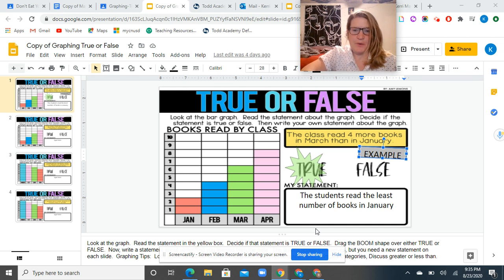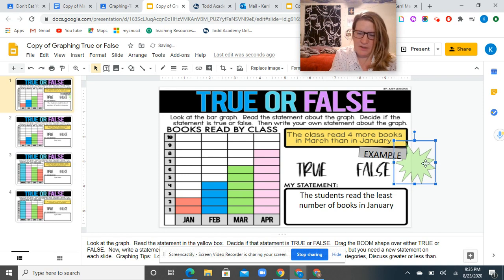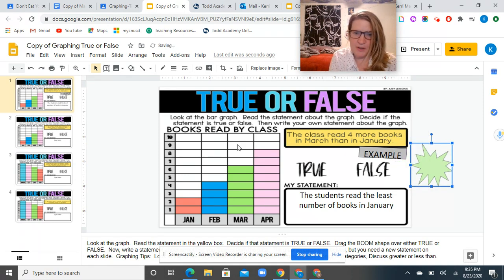So this is day 4 of our math, and today you are going to be working on true or false. You're going to answer the question after you've looked at the graph and read the question. Then you're going to decide by moving this pound boom signal. I'll put it over here now so you see how I move it to decide if the statement's true or false.